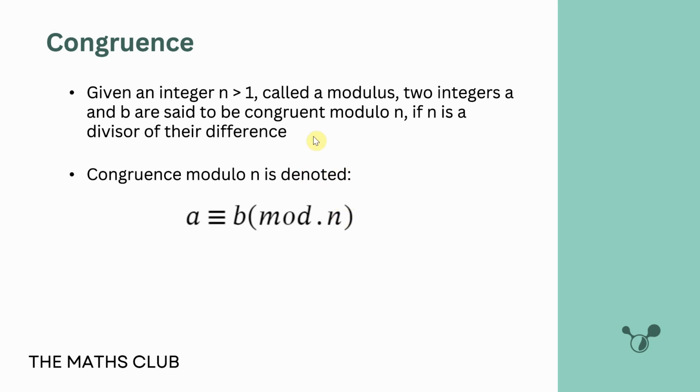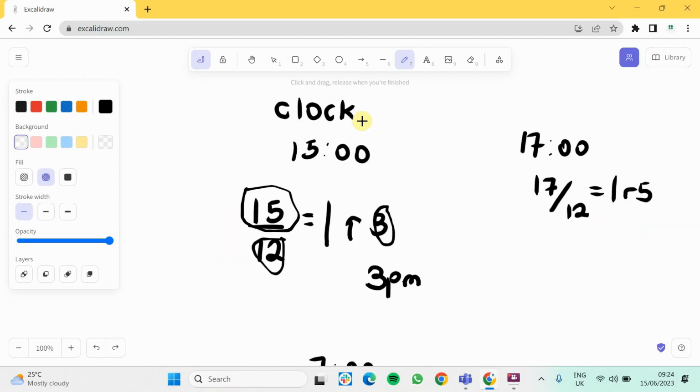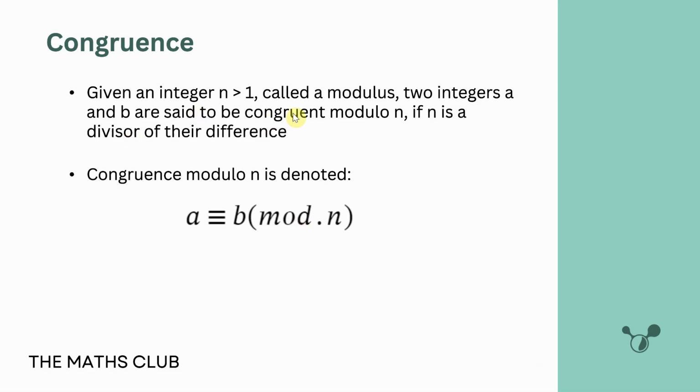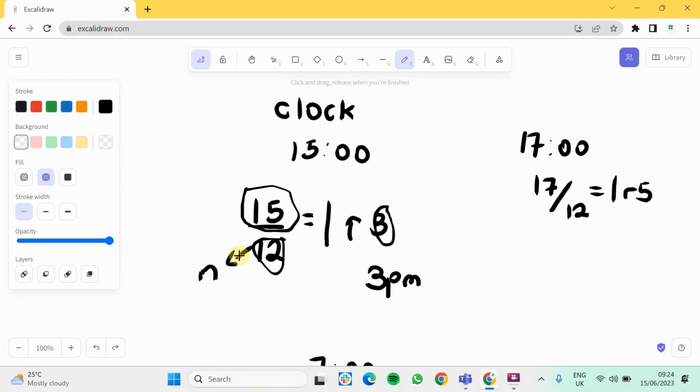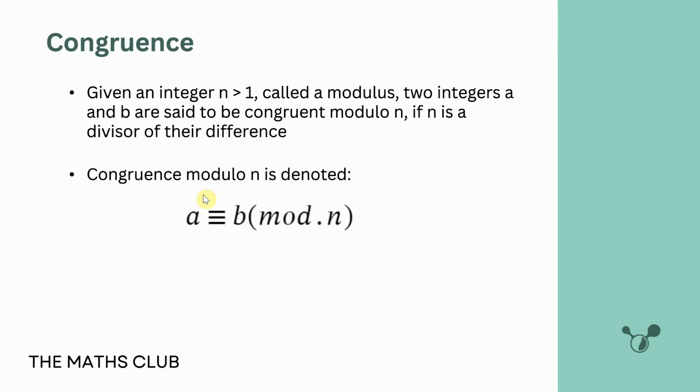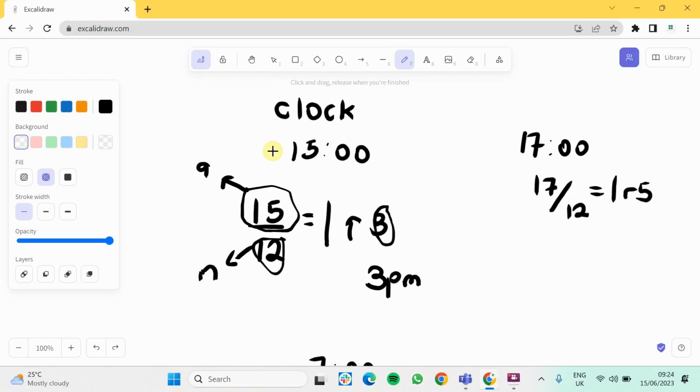We know already that n is the modulo. If we use our example here, this is our n, the modulo. In this example, the modulus was 12. The a would be the value that we are dividing by the modulus, which is this one. And then the b would be the remainder.